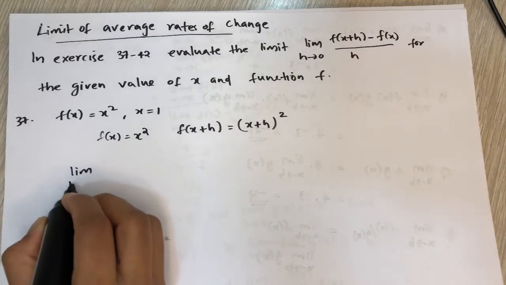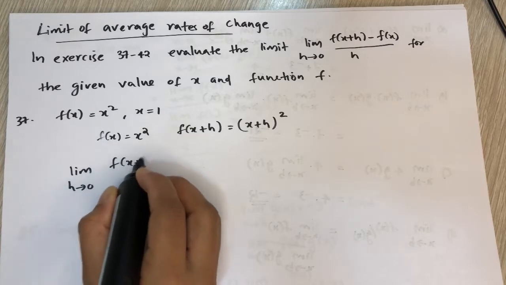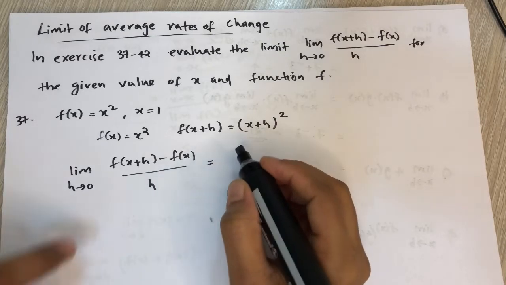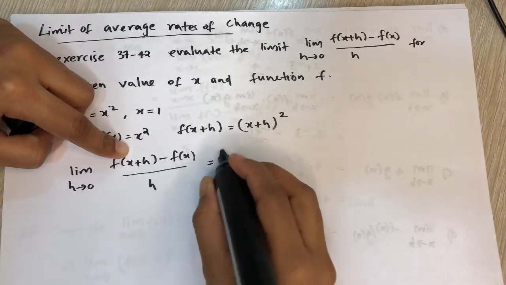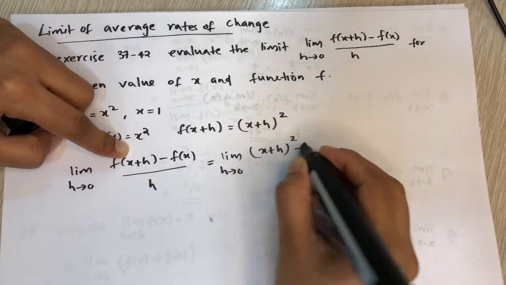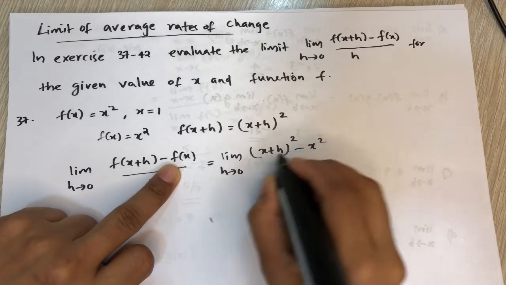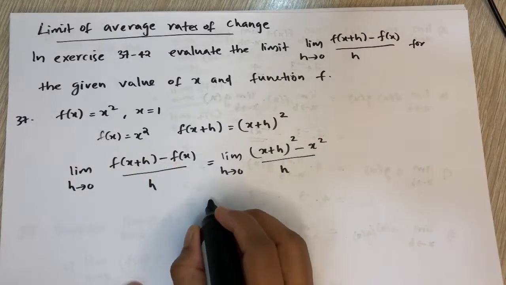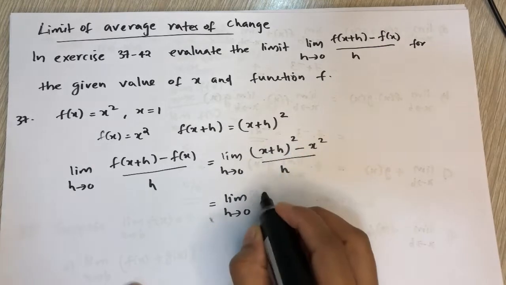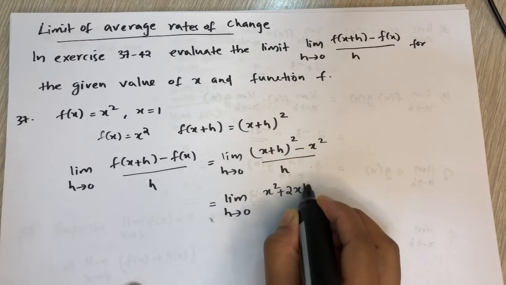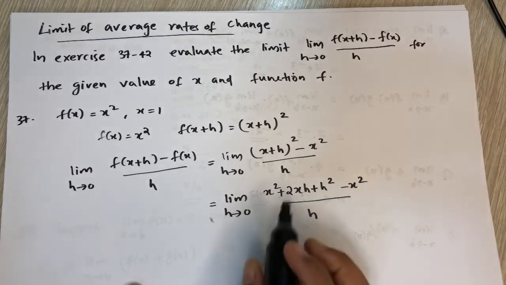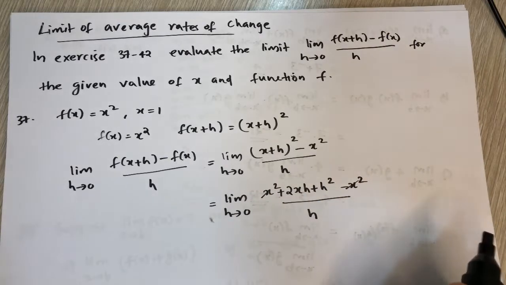Limit h tends to 0, f of x plus h minus f of x by h is equal to f of x plus h, which is x plus h the whole square. Limit h tends to 0, x plus h the whole square minus f of x, which is x square, by h, equal to limit h tends to 0, x plus h the whole square is x square plus 2xh plus h square, minus x square by h. x square minus x square is 0.